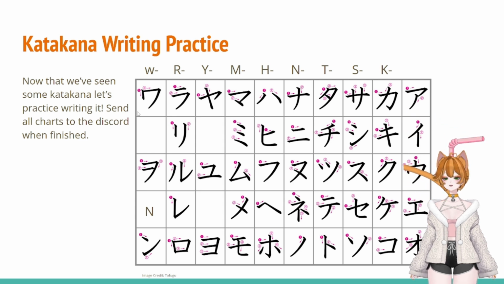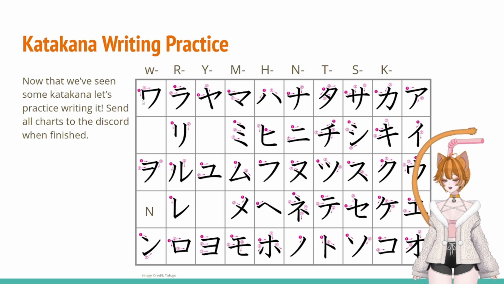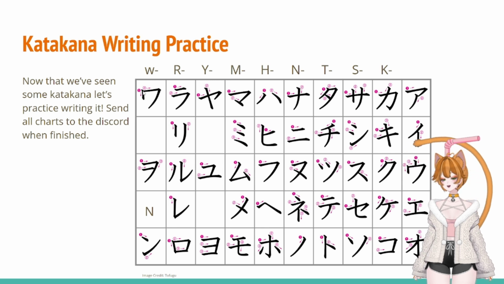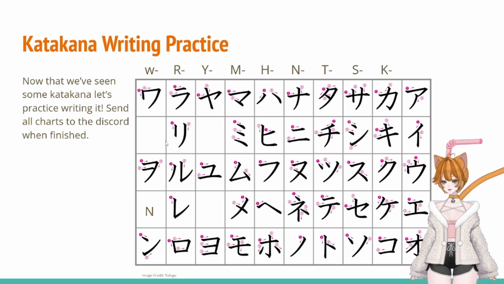Alright, let's move on to wa. So wa, very simple. We start with this vertical line off to the left side here, shorter than our second stroke, obviously. And then our second stroke intersects with the top of that first stroke, comes across in a horizontal line, and then we bring down that curved, again, 7 shape that we've seen before.